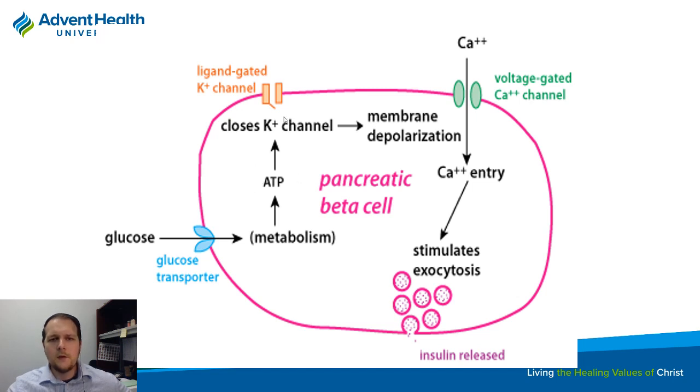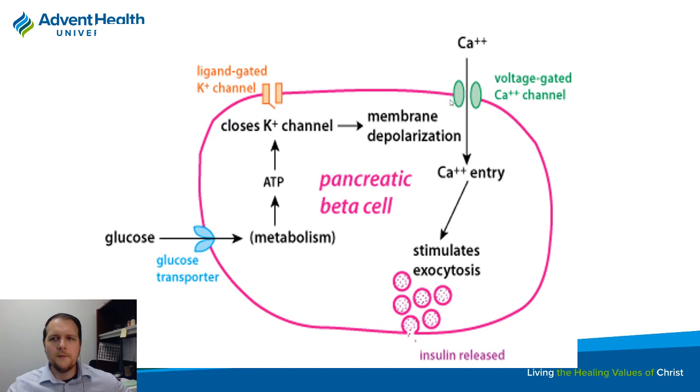ATP is then used to close down these potassium channels here. Potassium normally is going to be flowing out of the cell along its concentration gradient, but by using ATP we can close this off, and basically the cell depolarizes, right? Becomes more positive, it depolarizes and causes this membrane depolarization.